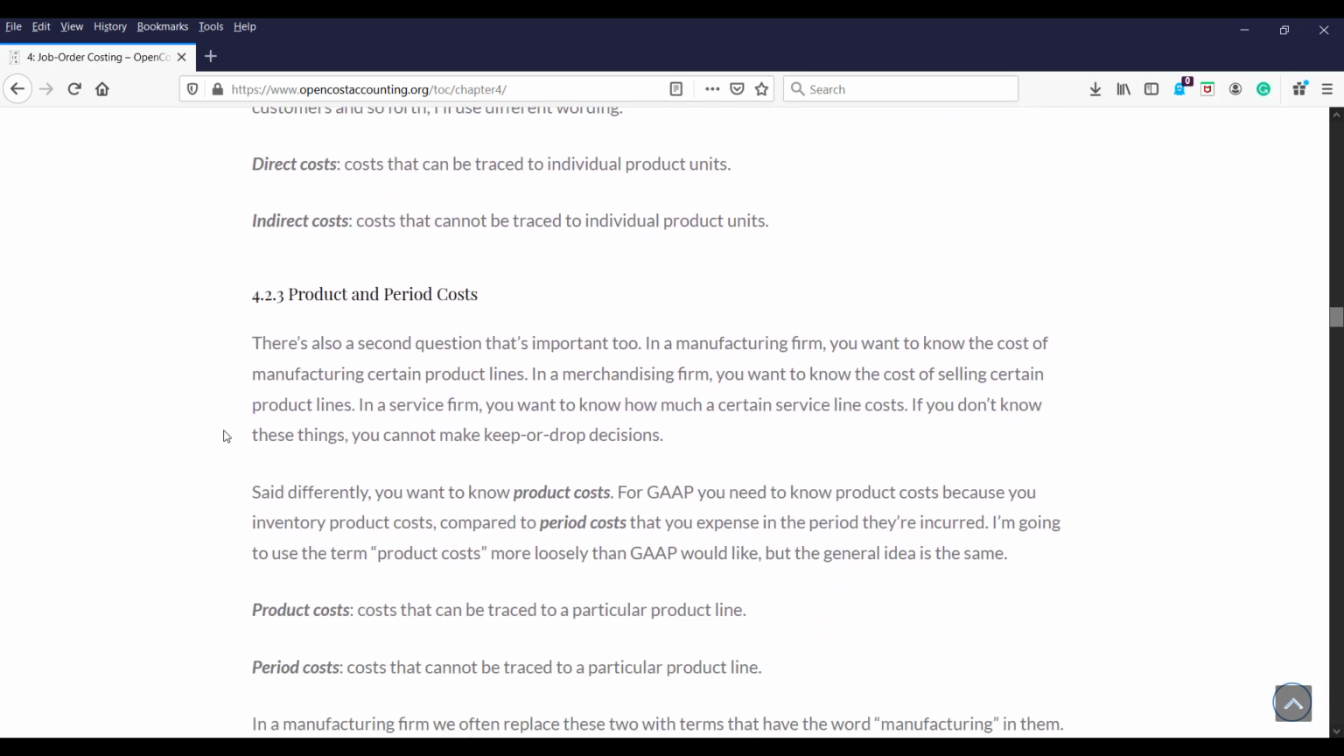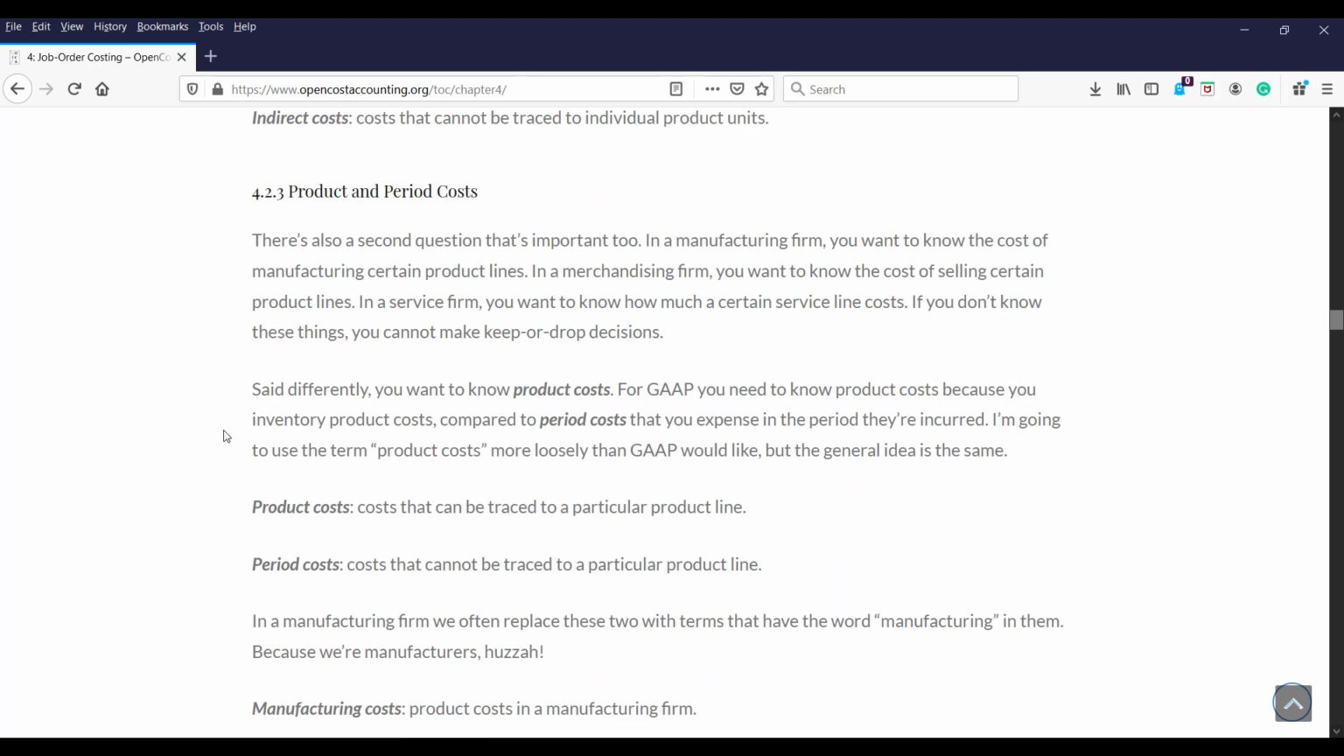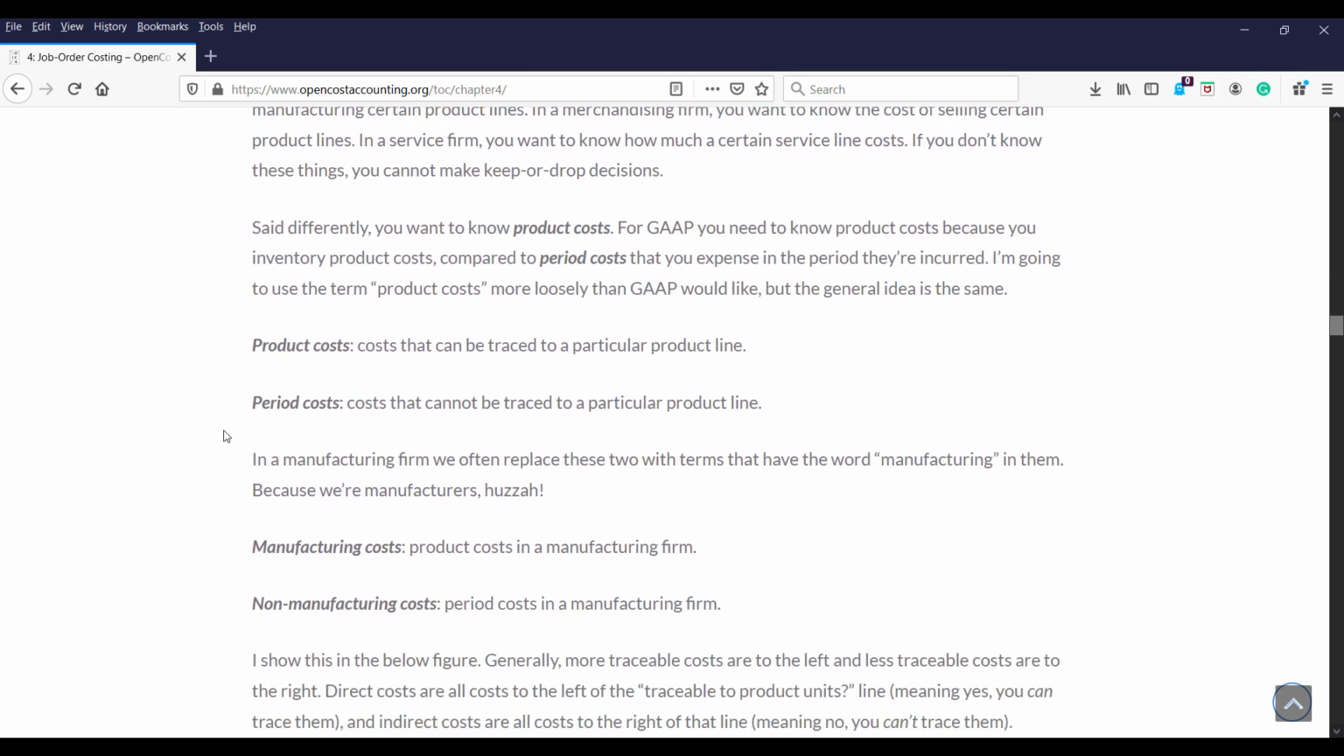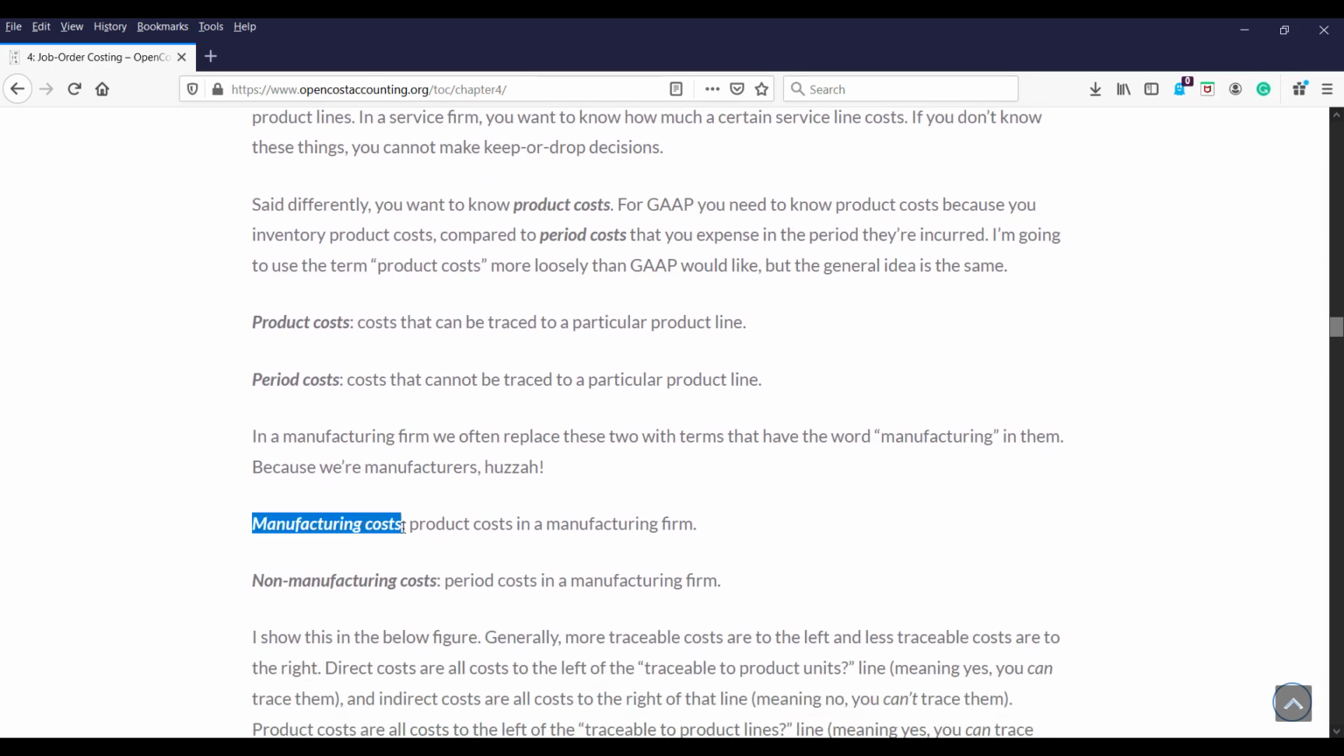There's a separate question that we can ask. Can we trace costs to particular product lines? If we can, then they are a product cost of that product line. If we can't account for a cost as being incurred for sake of a particular product line, then it's a period cost. Now, when we're in a manufacturing firm, we can simply take manufacturing and replace it for product. So our manufacturing costs are simply product costs in a manufacturing firm, costs that can be traced to a particular product line, and non-manufacturing costs are simply period costs in a manufacturing firm, costs that cannot be traced to a particular product line.